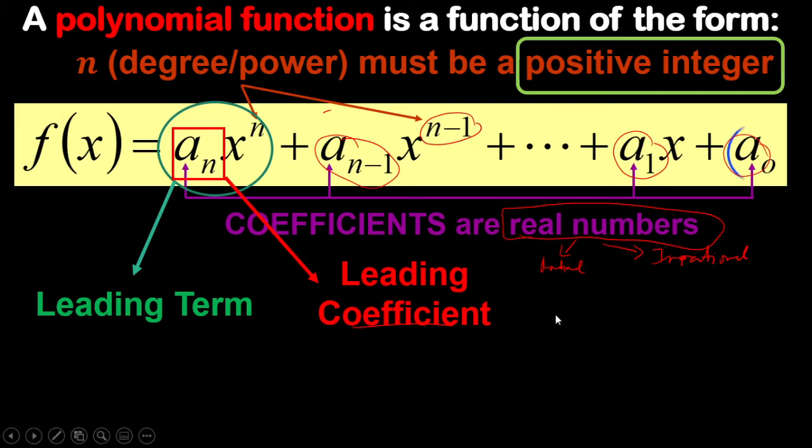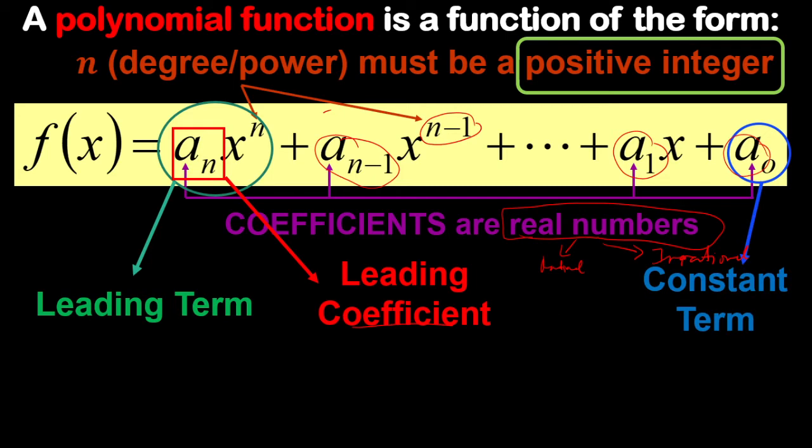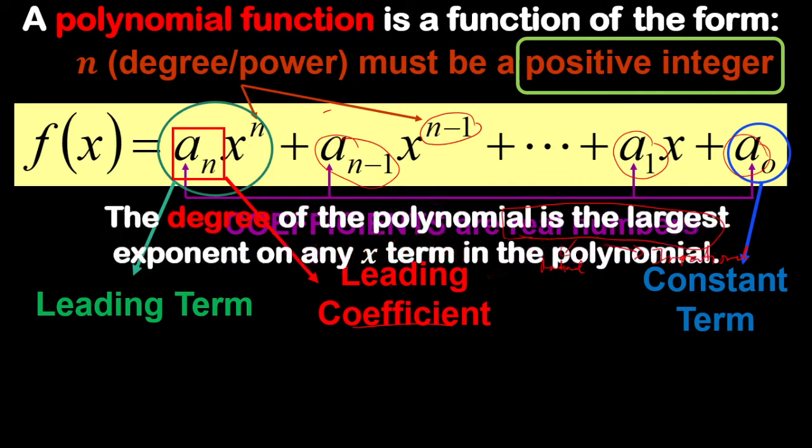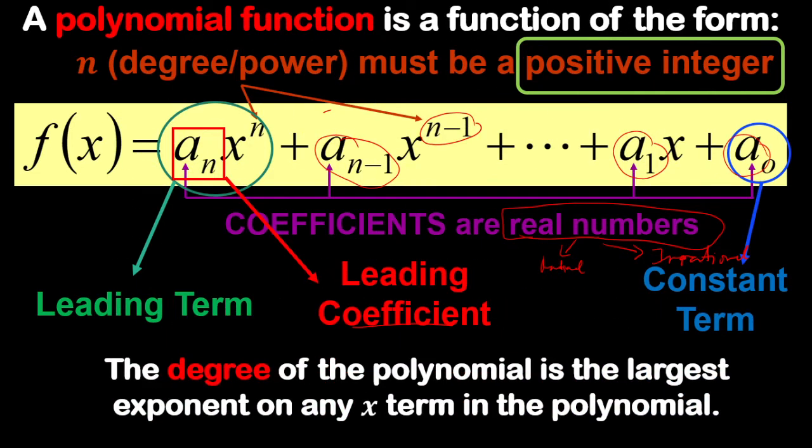Next, we have a sub 0. A sub 0 here is considered the constant term. A constant term doesn't have any variable. Automatically, constant terms are just numbers. And remember, every polynomial function's degree can be determined using the largest exponent on any x term in the polynomial.